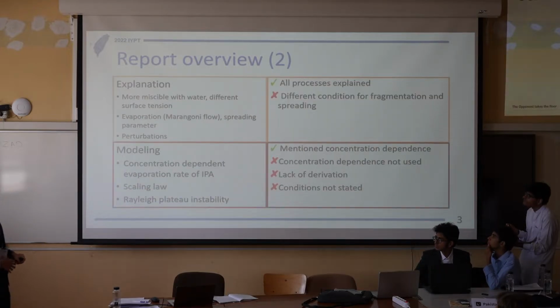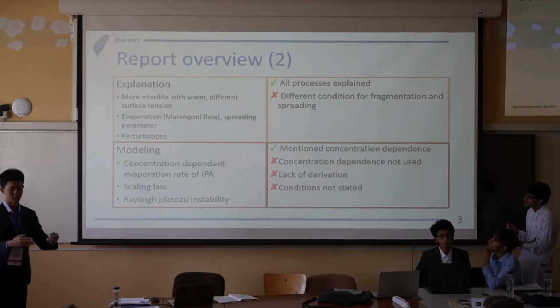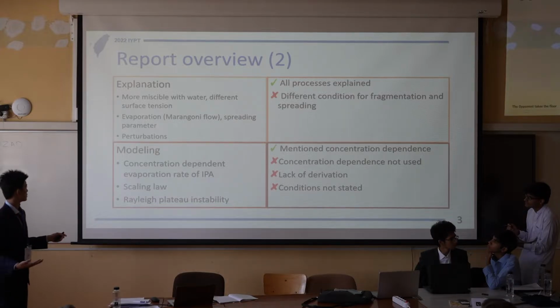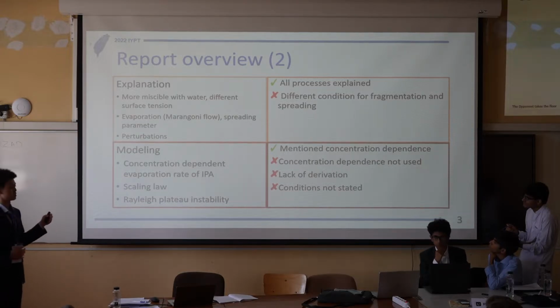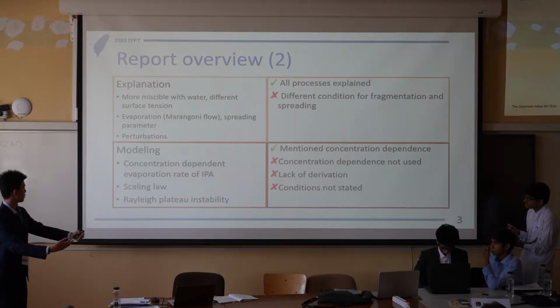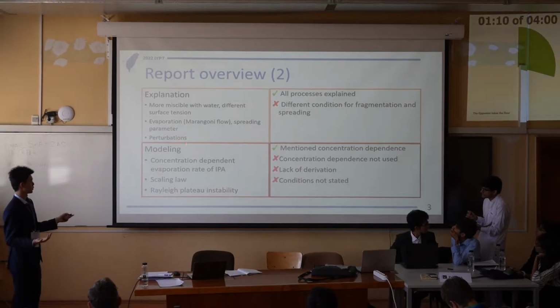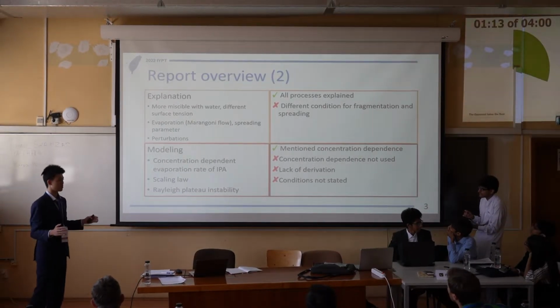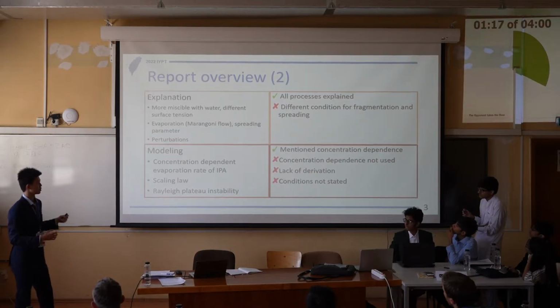Okay. And for their explanation, it said that the alcohol is actually more miscible with the water and oil, so it allows the mother droplet to spread more, and it has a different surface tension. And because alcohol evaporates fast, it produces a surface tension gradient in the droplet, and then induces the Marangoni flow outwards. And also, they explain that the daughter droplets form due to perturbation at the rim of the droplet, and that grows exponentially into the final droplets.